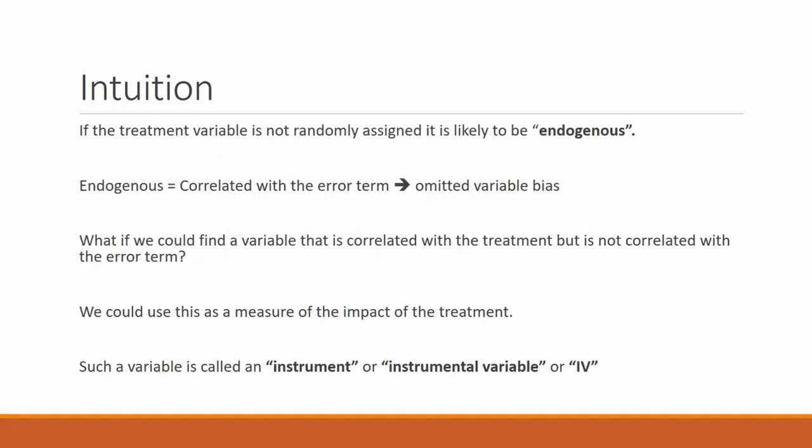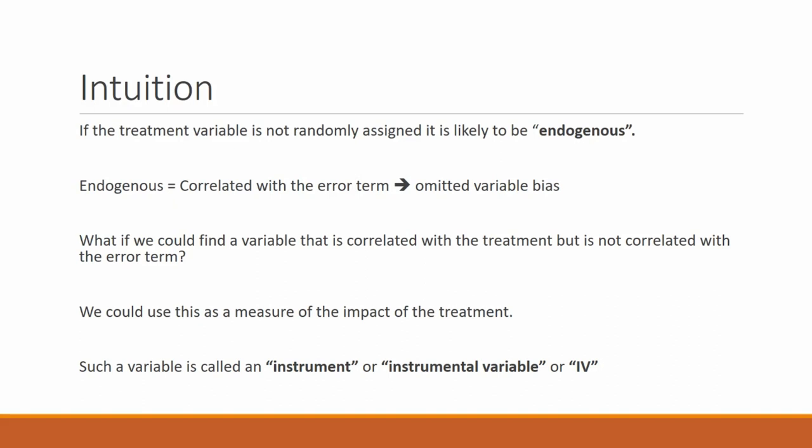Let me be more clear. If a treatment variable, or the independent variable that we're interested in, like family size, for example, is not randomly assigned, it is likely to be endogenous, right? And endogenous means that it's going to be correlated with the error term, and there's probably going to be omitted variable bias. So now the question with instrumental variables is, what if we could find a variable that is correlated with the treatment, with this independent variable that we're interested in, but is not correlated with the error term? That's the idea. If we could find such a variable, we could use this to measure the impact of the treatment. We call such a variable an instrument, or an instrumental variable, or just an IV, IV being the abbreviation for instrumental variable.